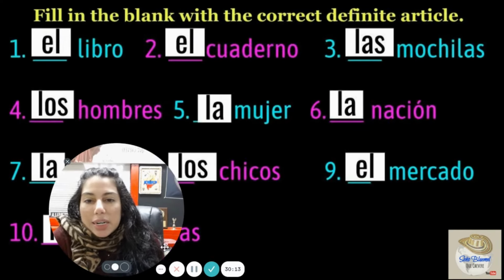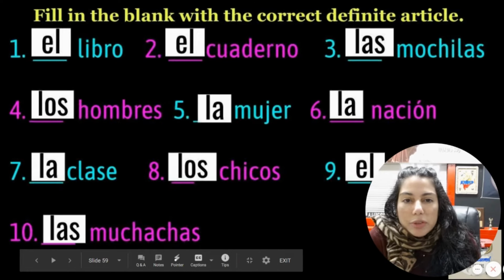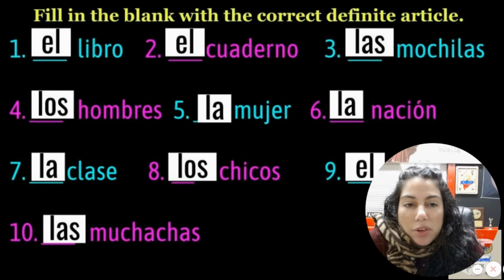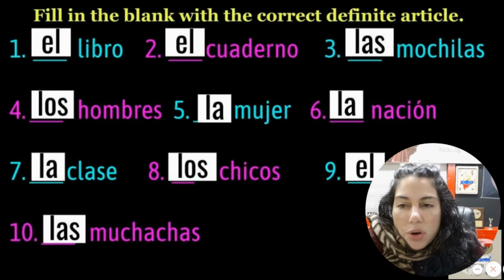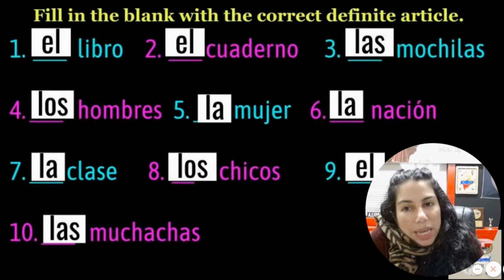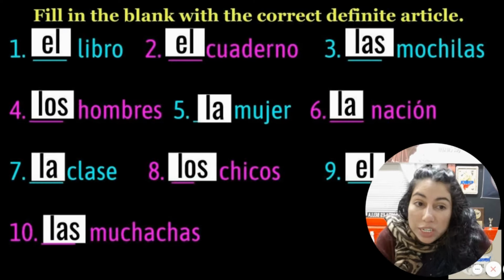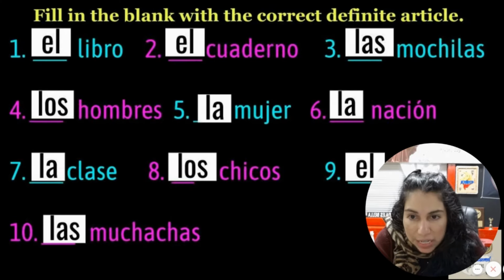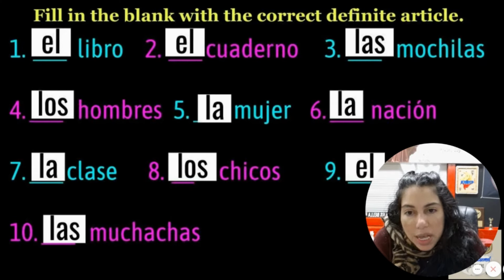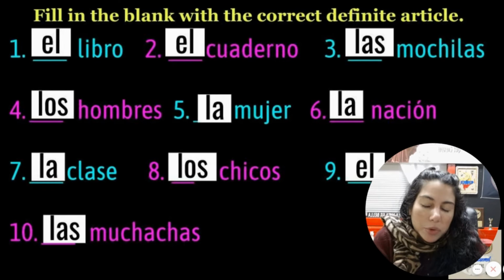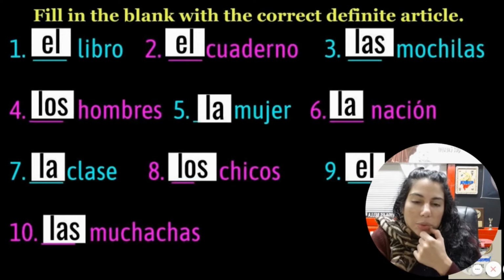Okay, so now in here, I have this exercise that you have in your worksheet, in your study guide, where it says fill in the blank with the correct definite article. So you have libro. Libro is singular and masculine, so I have to go with el. You have cuaderno, singular, masculine, so el cuaderno. Mochilas is plural and feminine, so I have to go with las mochilas. The same with los hombres. La mujer, so mujer is woman. Mujer is feminine singular, so I have to go with la.